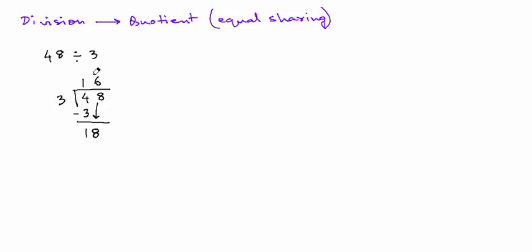Multiply the digit that you wrote down on the top with the divisor. 6 times 3, that's 18. And then subtract. There's nothing left over. And then there's no digit on the dividend after this 8 that you could bring down. So that brings you to the end of this problem. The answer is 16, or the quotient is 16, and the remainder is 0. If you want to check if you got it right, multiply the quotient with the divisor. That should give you the dividend if there is no remainder.